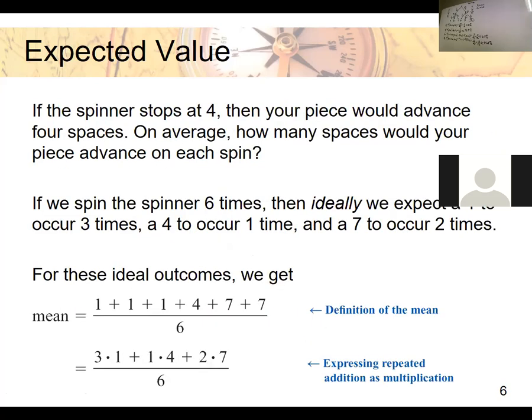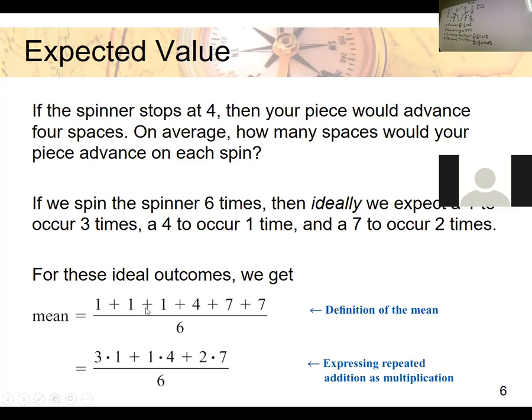All right, now, if the spinner stops at 4, then your piece would advance 4 spaces. On average, how many spaces would your piece advance on each spin? So let's say we spin the spinner 6 times. Then ideally, we would expect a 1 to occur 3 times, a 4 to occur 1 time, and a 7 to occur 2 times. So for these outcomes, which are ideal, this is what we would expect to get.